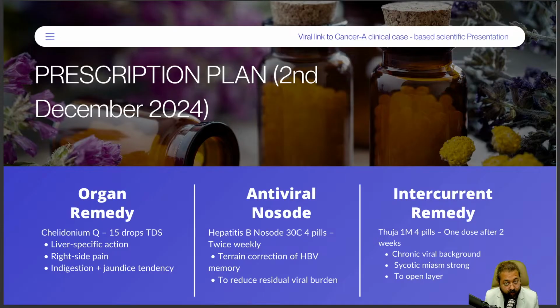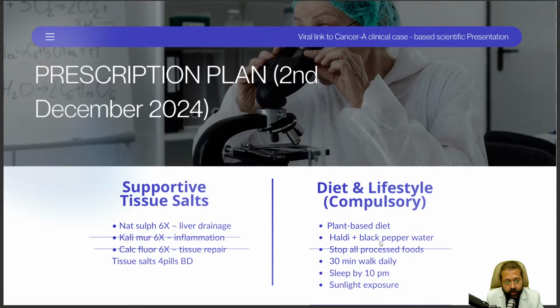So here, for his betterment of health, our protocol also needs to be as per the need of that case. So here Thuja 1M is given for the chronic viral background and psoric miasm, and to open a layer. Here we use supportive tissue salts like natrum sulph, kali mur and calcarea fluor 6x. Natrum sulph for liver drainage, kali mur 6x for inflammation, calcarea fluor 6x for tissue repair.